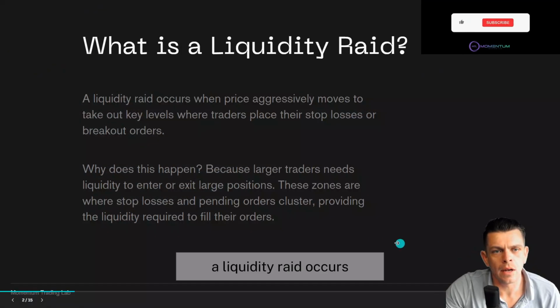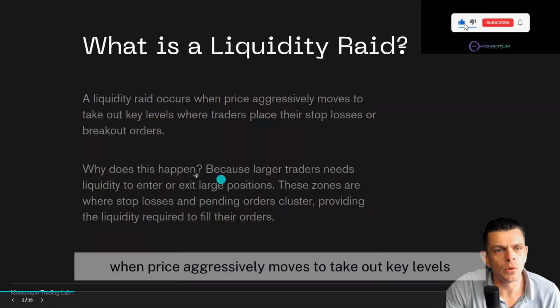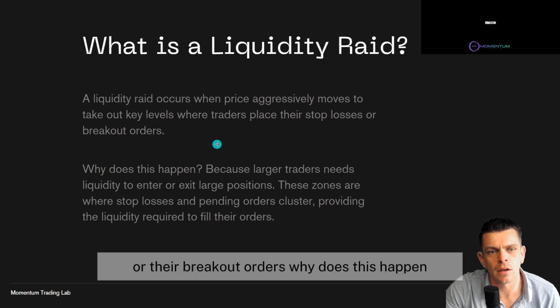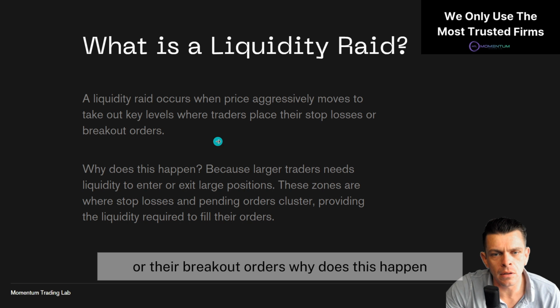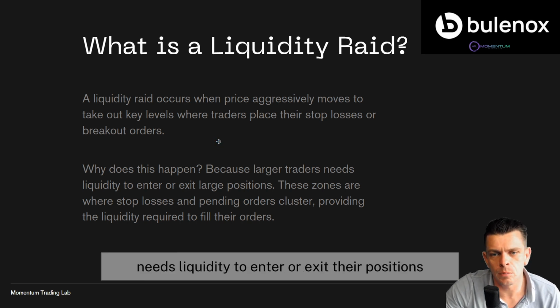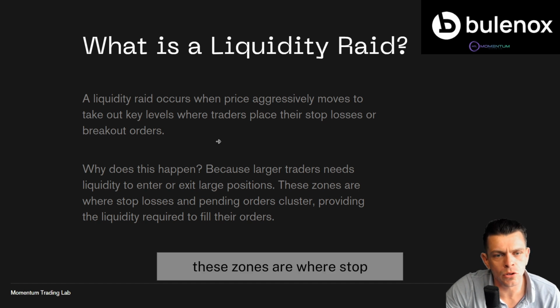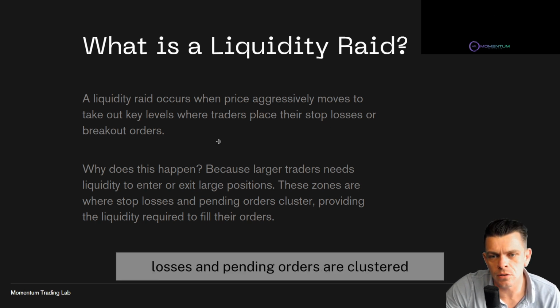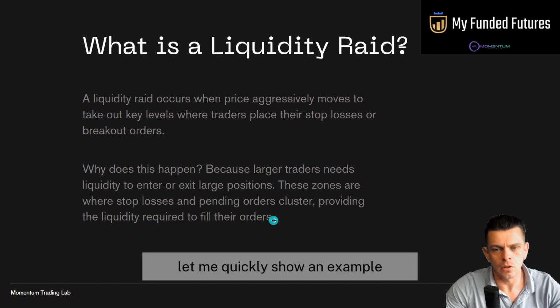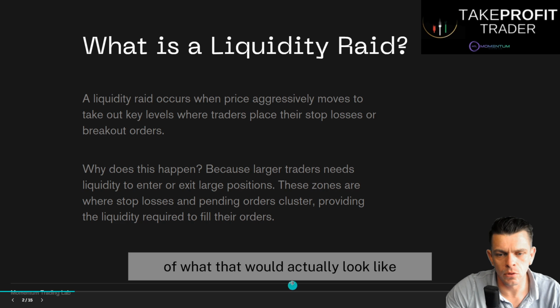A liquidity raid occurs when price aggressively moves to take out key levels where traders place their stop losses or their breakout orders. Why does this happen? Because large traders need liquidity to enter or exit their positions. These zones are where stop losses and pending orders are clustered, providing the liquidity required to fill their orders. Let me quickly show an example of what that would actually look like.